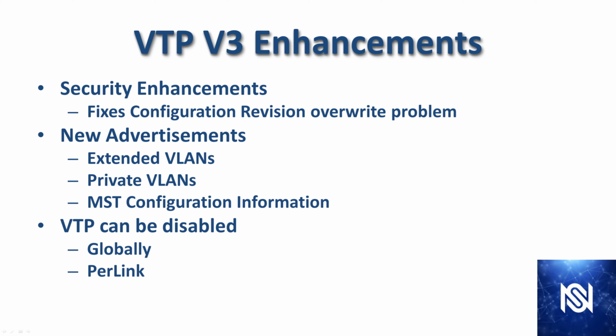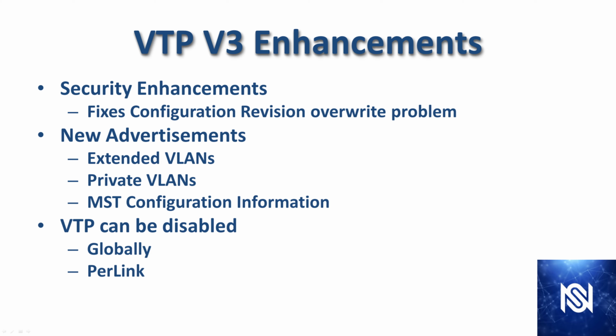Alright, VTP version 3 enhancements. The big one is that it fixes the configuration revision overwrite problem that we addressed in the previous video. This is where you place a new switch onto the network that has a completely different VLAN database, but it has a higher configuration revision number, and then it wipes out all the VLANs that were previously configured in the VTP domain. There's also new advertisements that are now advertised with the VTP protocol that were not previously advertised in versions 1 and 2. That includes extended VLANs, private VLANs, and MST configuration information as well.